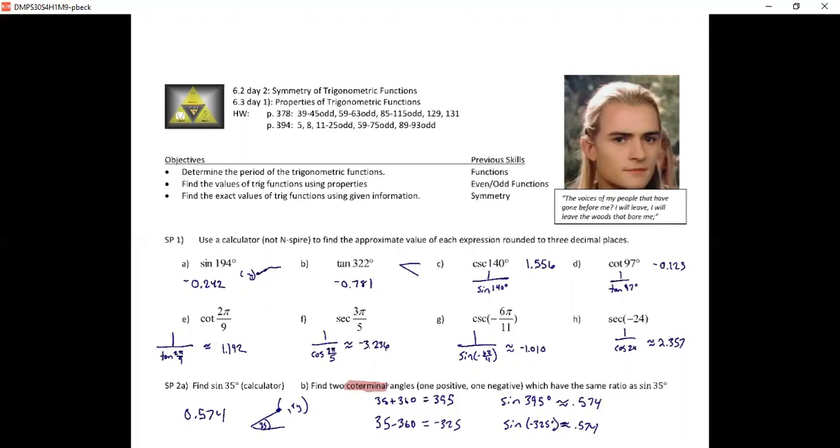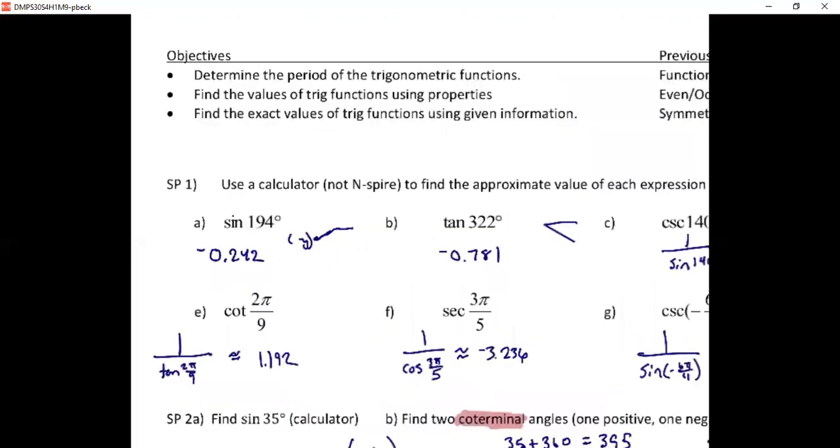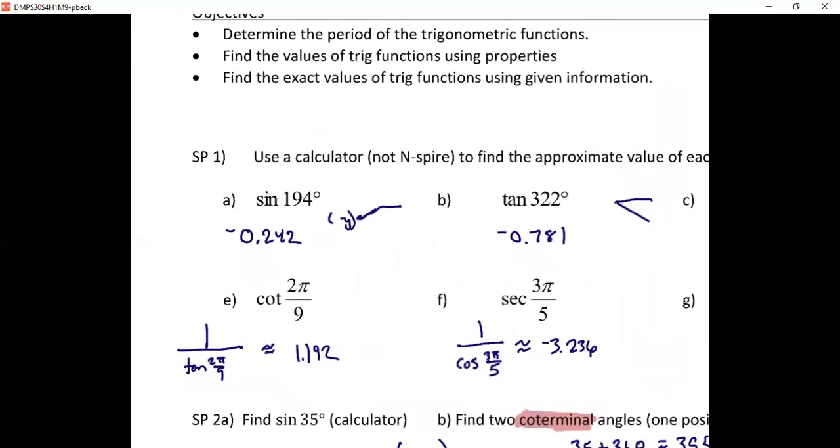To begin with, I want to talk about how we find some of these values in the calculator. Remember, last time we found specific values for our 30, 45, and 60 degree angles, which are our pi over 6, pi over 4, and pi over 3 angles. So we found all those individual values. Well, what happens if we have some other values, in this case, such as the sine of 194 degrees?